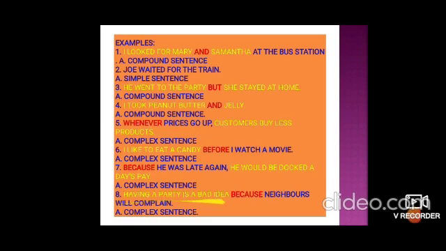Having a party is a bad idea because neighbors will complain. So having a party is a bad idea is an independent clause. Neighbors will complain, for what? Okay, this is a dependent clause. So this depends on the independent clause with the help of the subordinating conjunction because. So the sentence is a complex sentence.